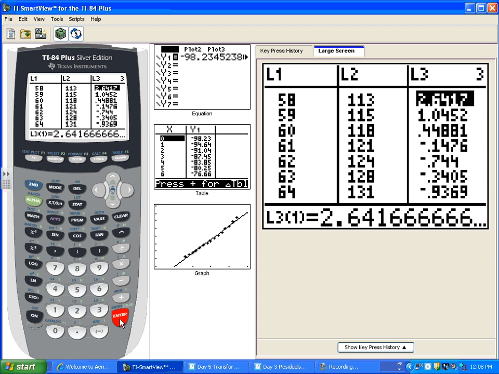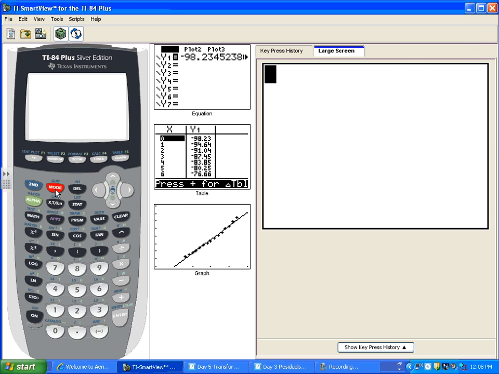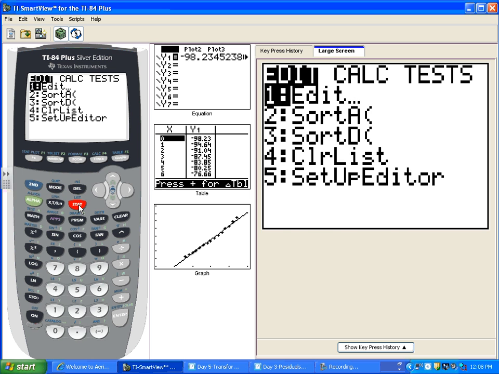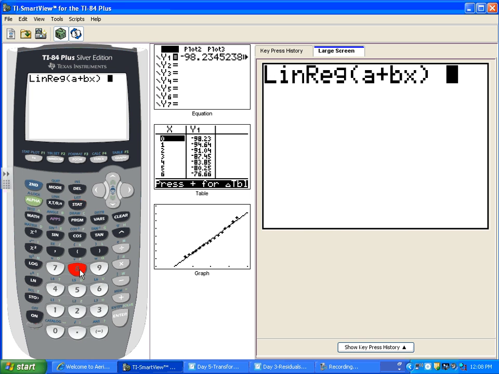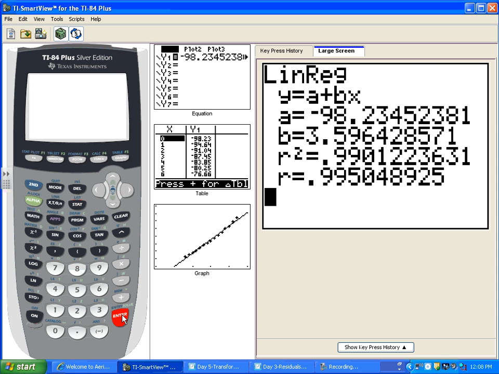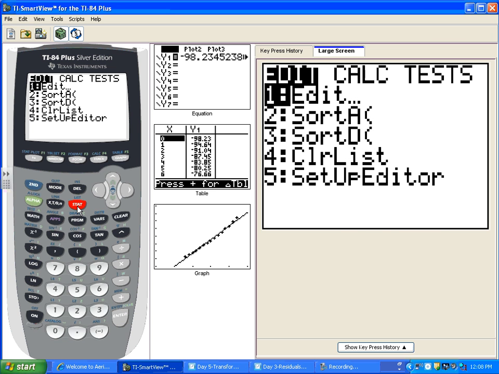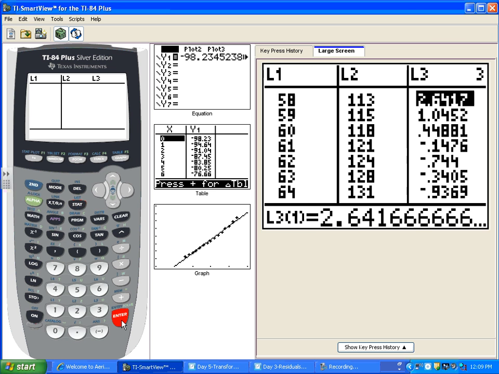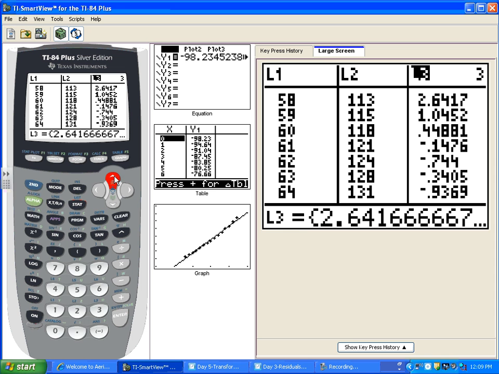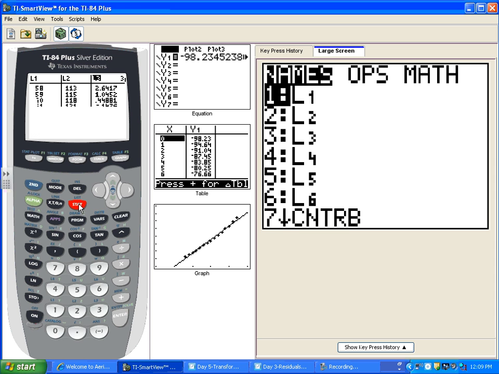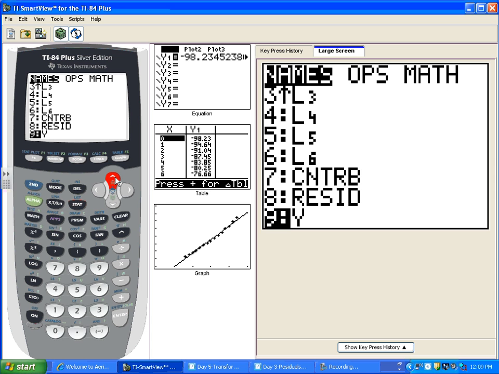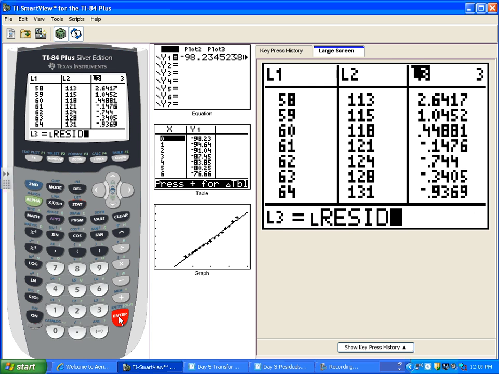I got errors. Yeah, I got errors. You need to rerun linear regression. So stat, calc, 8, run your linear regression. Now that is stored in your calculator. Hit stat, edit, go into list 3. List 3 equals your residuals. And you should get it.